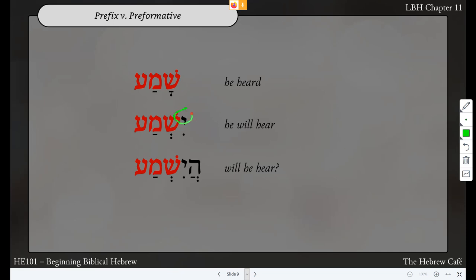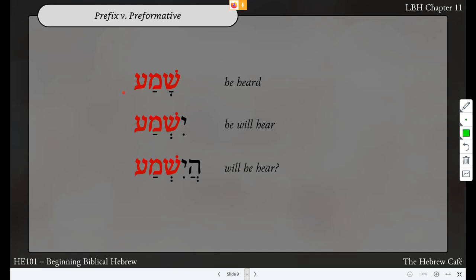The yud here is a preformative. It's necessary for the tense itself. Anything you add to the beginning is a preformative. Anything you add to the end would be a subformative. Okay, so shama means he heard.